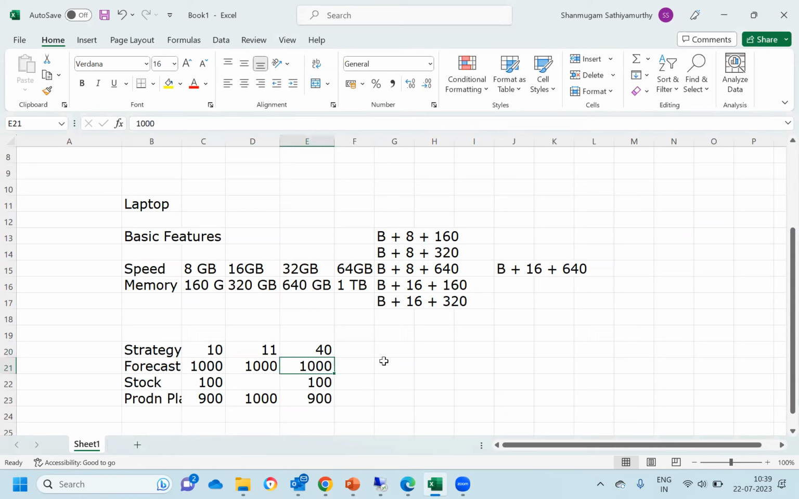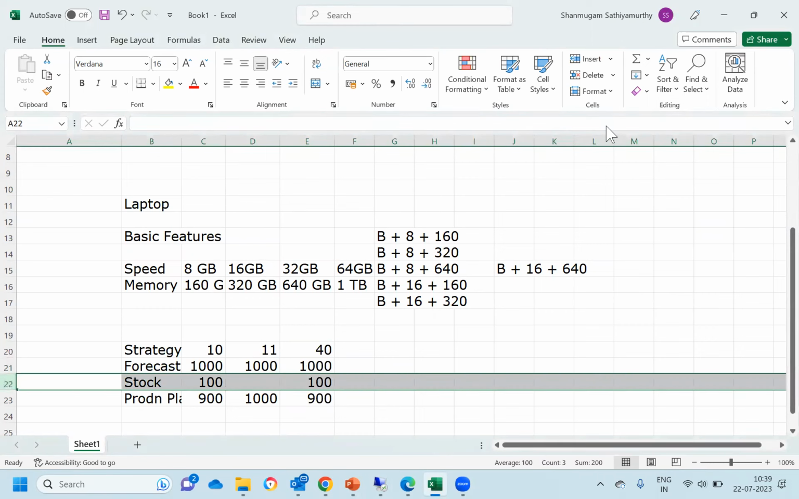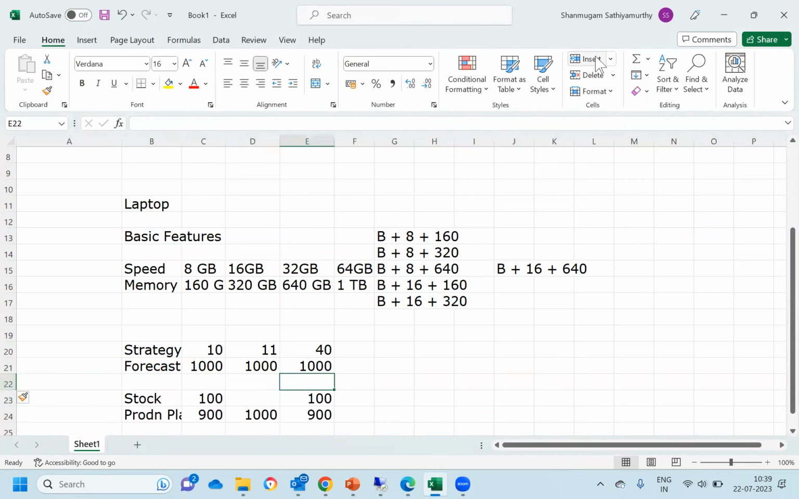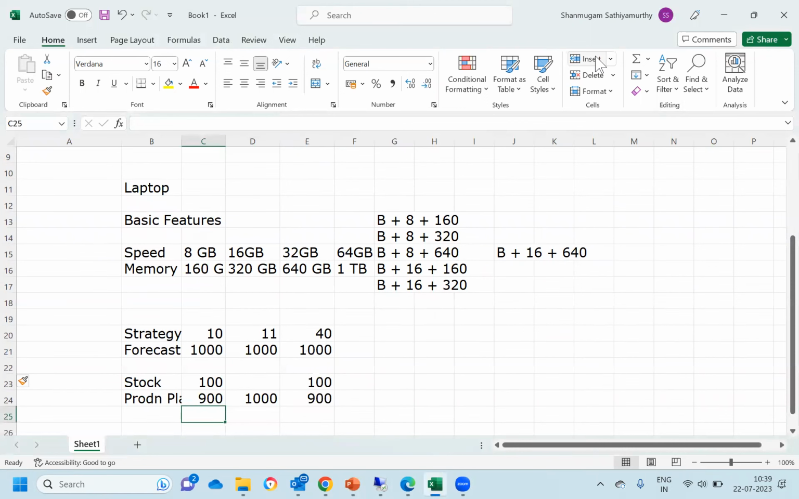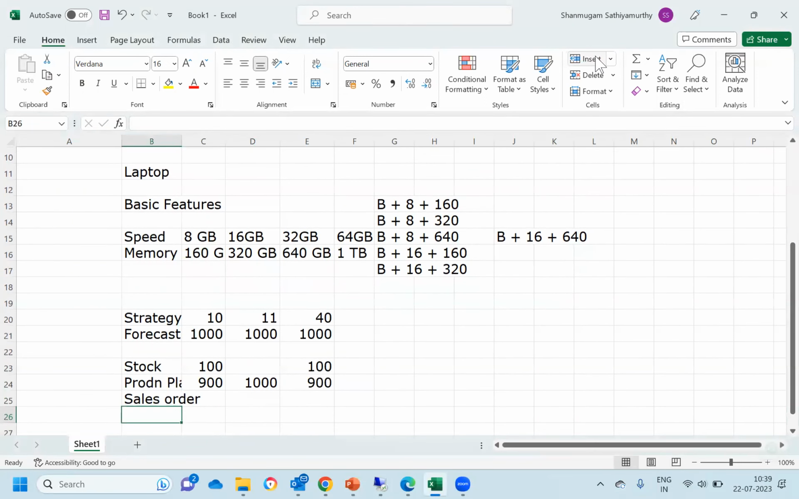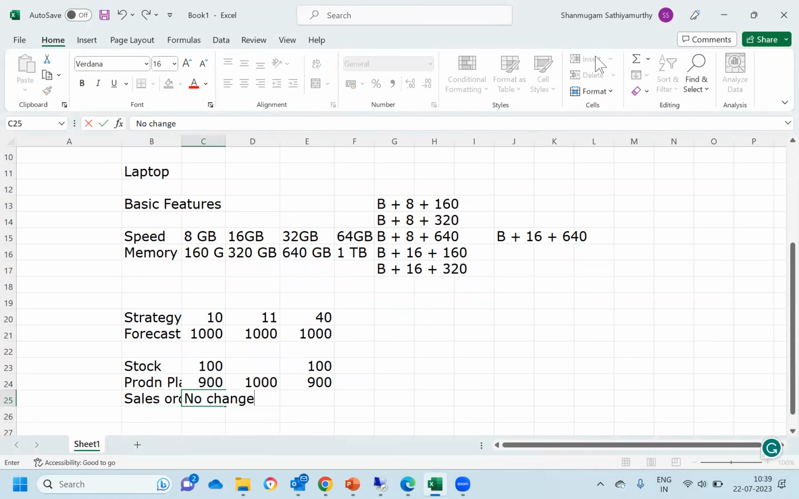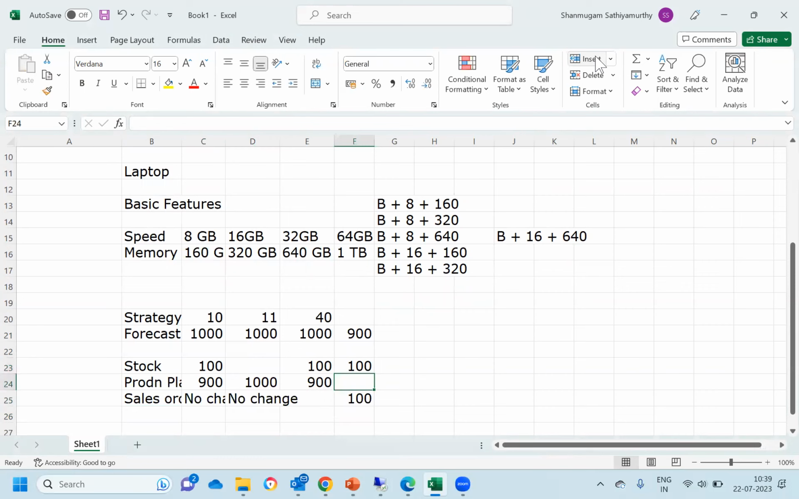Suppose I receive a sales order. For example, here I get a sales order. Here there is no change in strategy 10, and here also there is no change. But in case of 40, what will happen? The forecast will become 900. The sales order becomes the order quantity. If I get a sales order of 100, then the remaining is 900. Remaining I have to produce 900. That is the difference between 10 and 40.